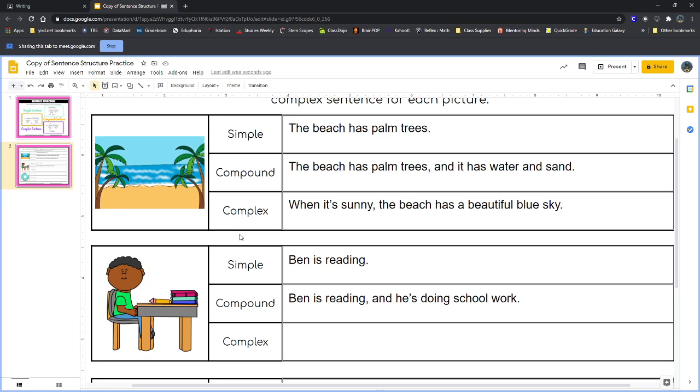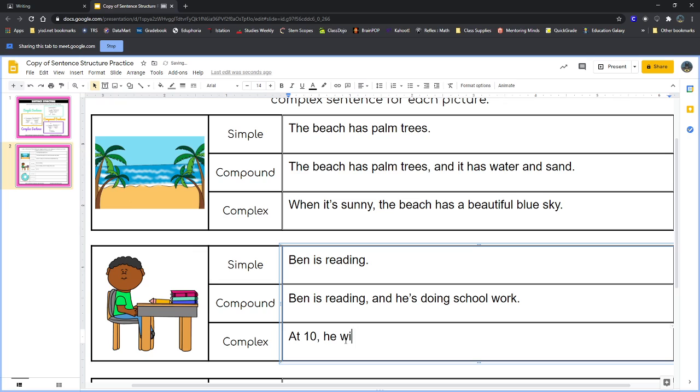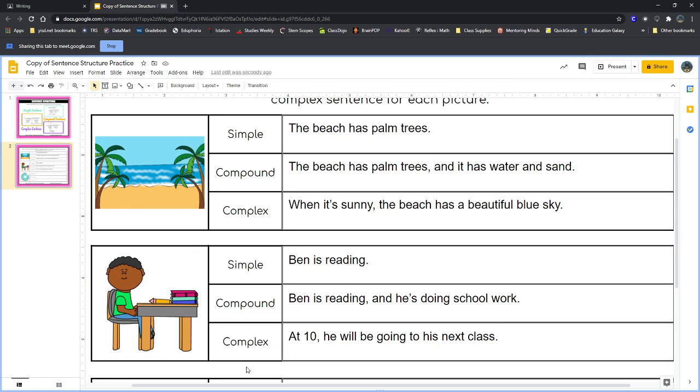Ooh, I like that. So maybe he's getting ready to go to his next class. So we can say at, you said 10, right? Okay. So we can say at 10, he will be going to his next class. Okay, so maybe Ben has to go to different classes, and one of them at 10 o'clock, that's when he goes to the other one.